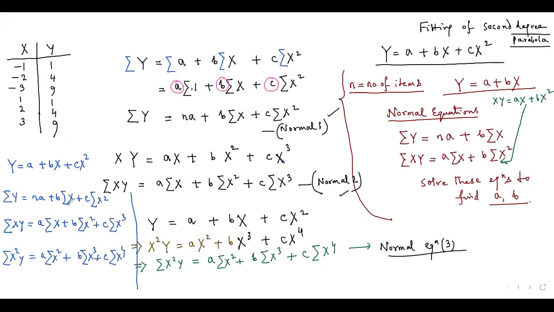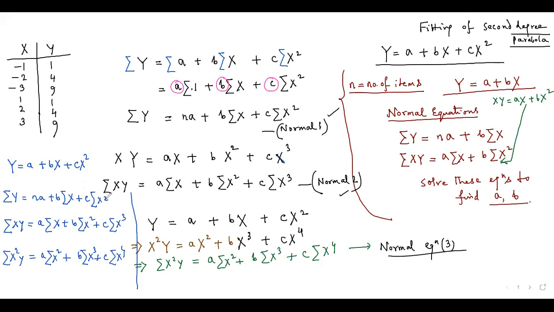So we are going to make the chart like this. First of all, we have x and y. The terms are -1, -2, -3, 1, 2, and 3. Then we have 1, 4, 9, 1, 4, 9. First of all, you look at the equation. We need summation y, we need summation x. This can be obtained from the given data itself if we take the summation.